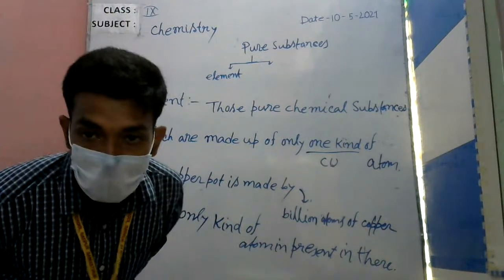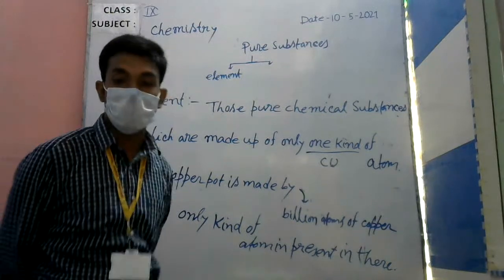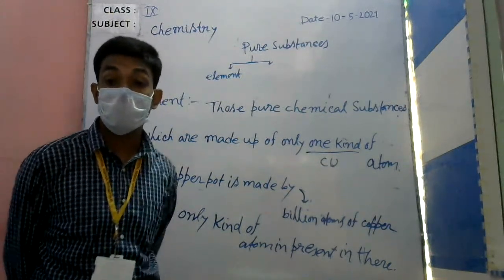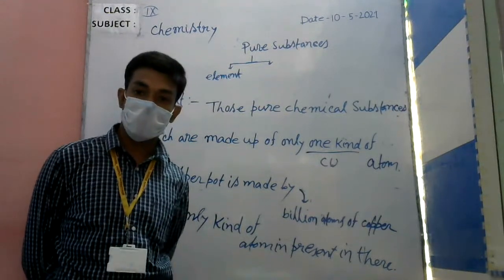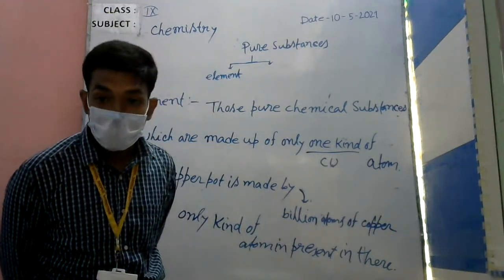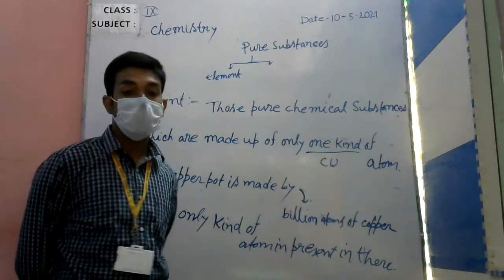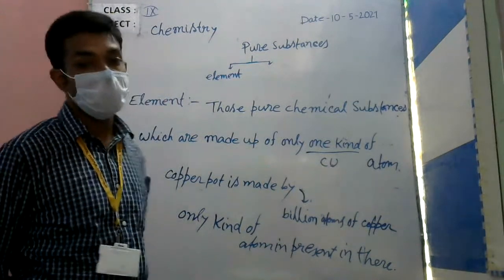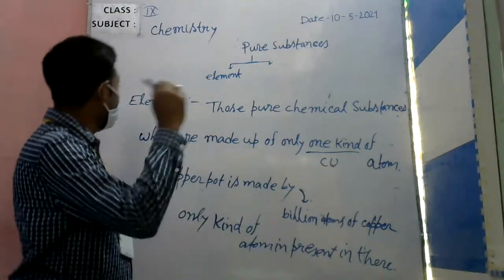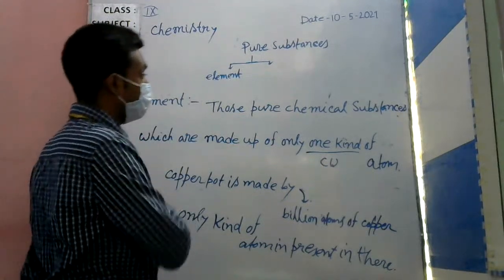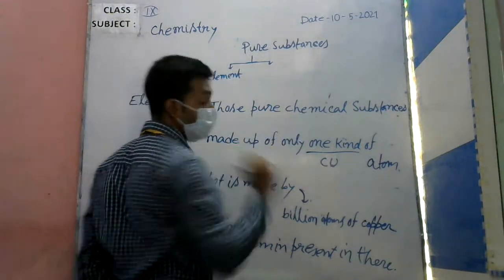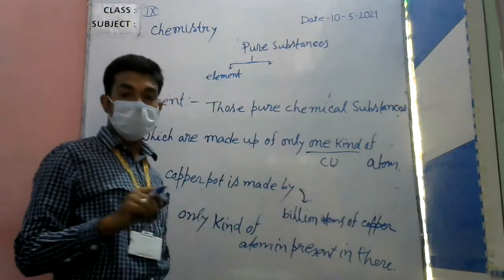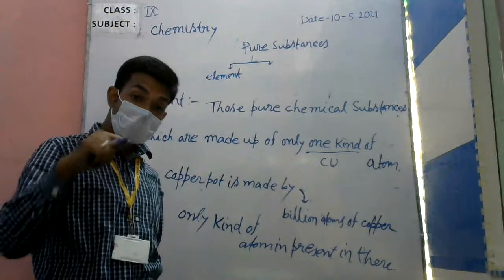A substance that is made up of only one kind of atom is called an element. Okay, good. This means a pure substance. Substance alone is not enough, because substances are of two types: one impure and the other pure. So we clearly say pure substance, pure chemical. Only a pure substance.